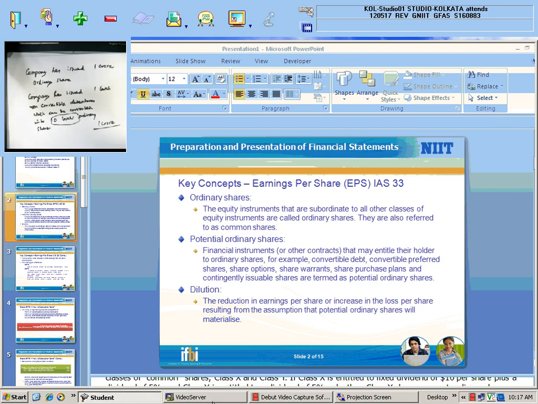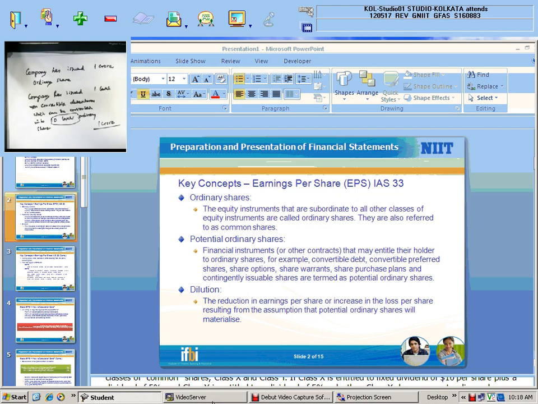This is dilution. Dilution is basically when you assume that the potential ordinary shares will materialize or will get converted into ordinary shares. So you increase the number of shares that way, and that will reduce the earning per share. That is the meaning of dilution. We'll see some examples right now.